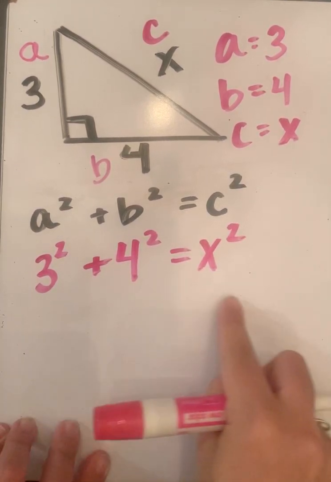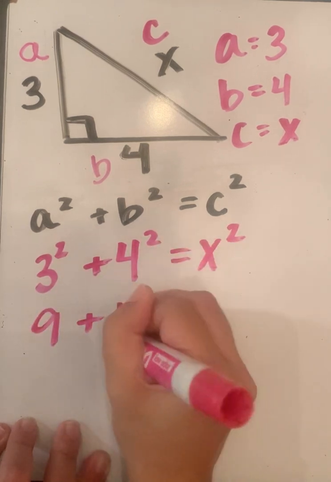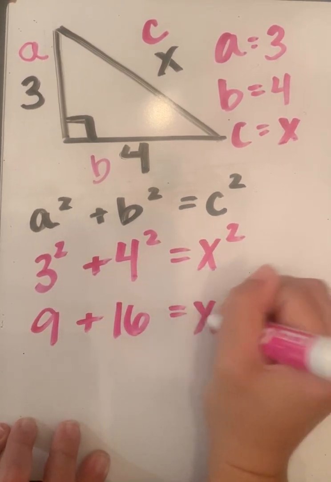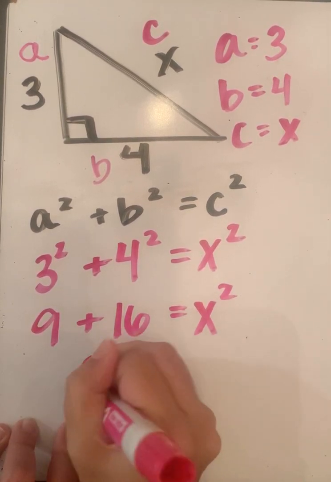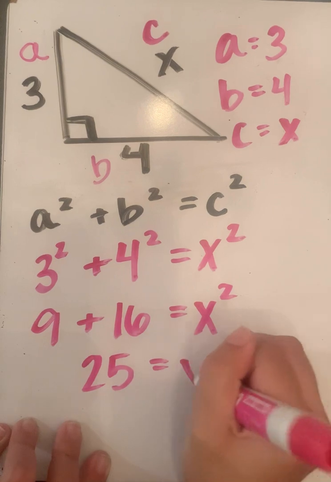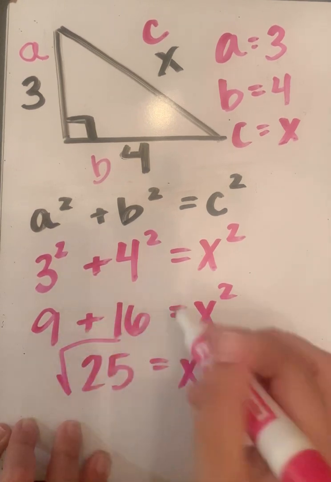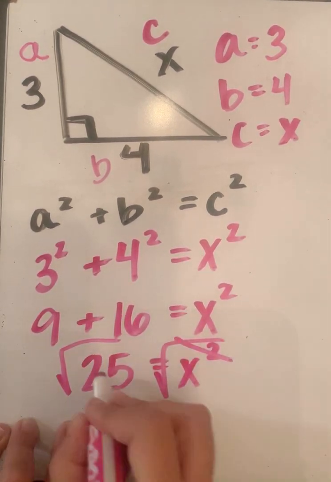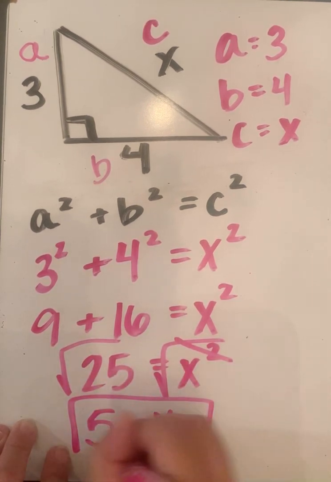And then we're just solving. So 3 squared is 9, 4 squared is 16, X squared is just X squared. We don't know what that is yet. 9 plus 16 is 25. And now we need to get rid of this square. To do that, we'll just take the square root of both sides. That's going to cancel. The square root of 25 is 5, and we are done.